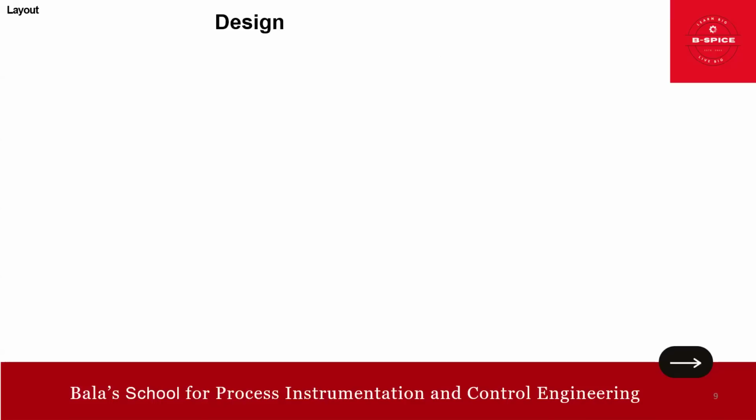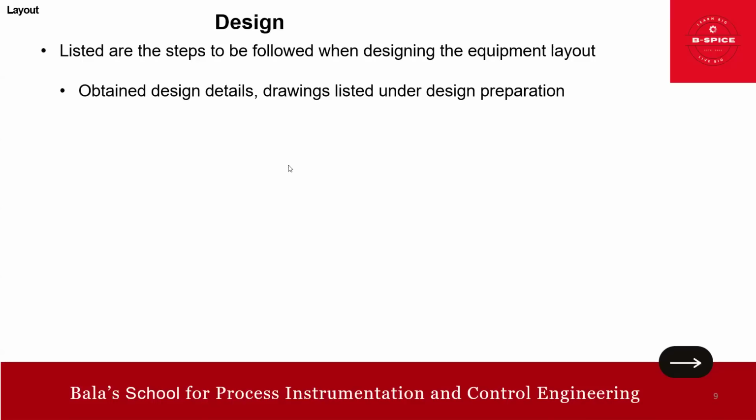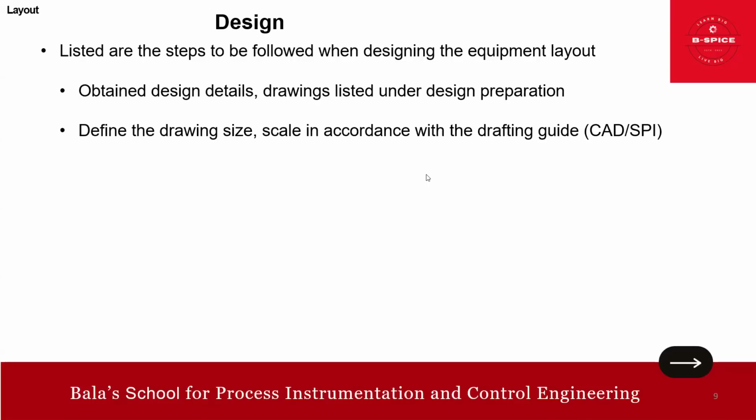Now we go into the actual design. Listed here are the steps, friends, of what we have to do. First, of course, we have to obtain all the design details as we discussed in the previous section, under design preparation. Now we have to define the drawing size. What is the size and scale? If you are using CAD, otherwise you can also use SPA. Now, most people are using SPA.